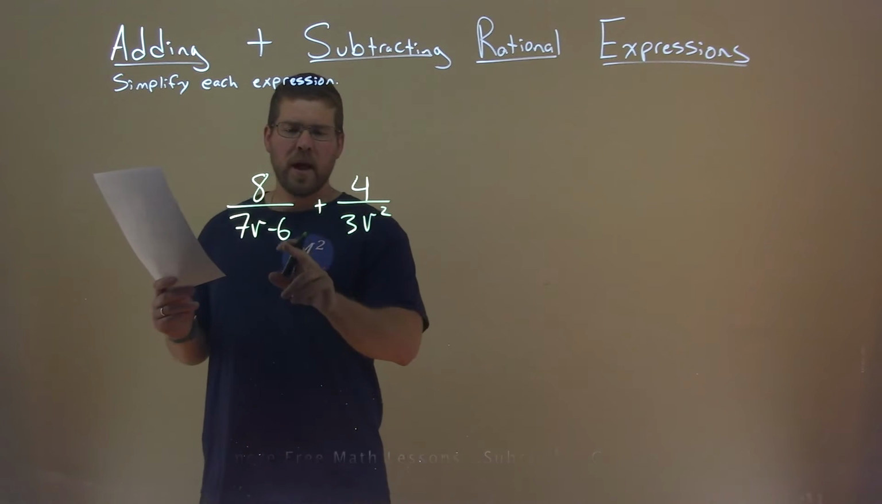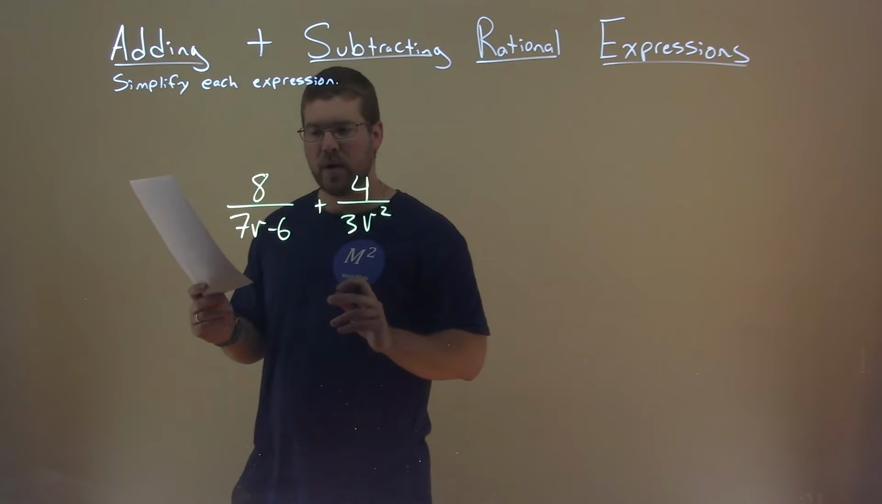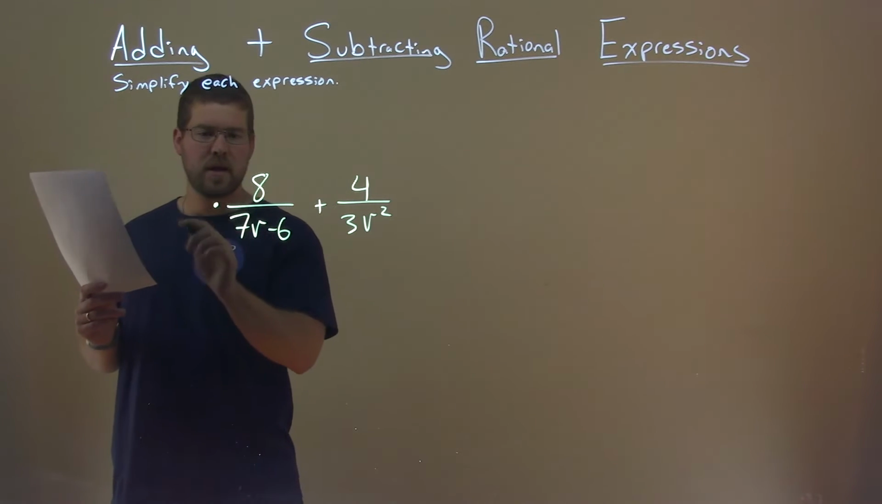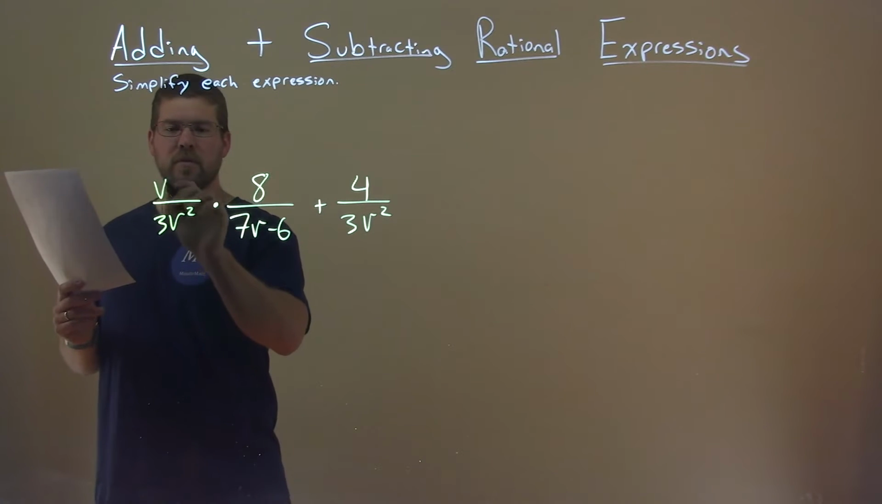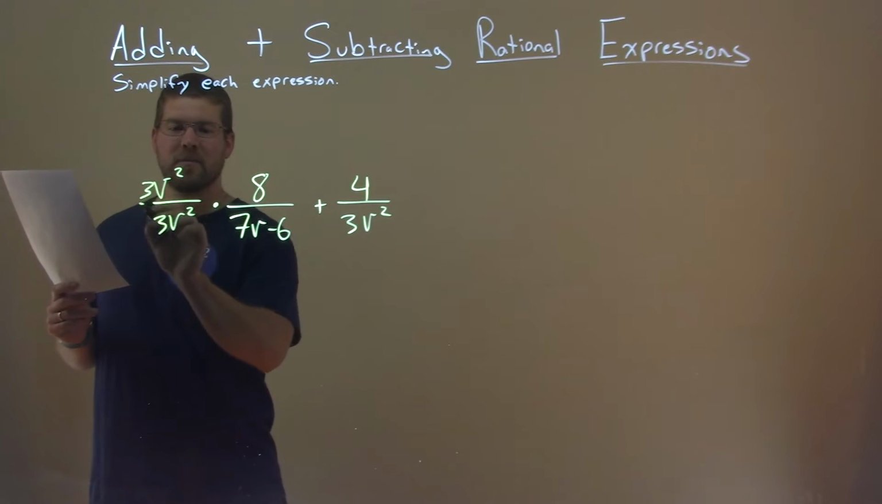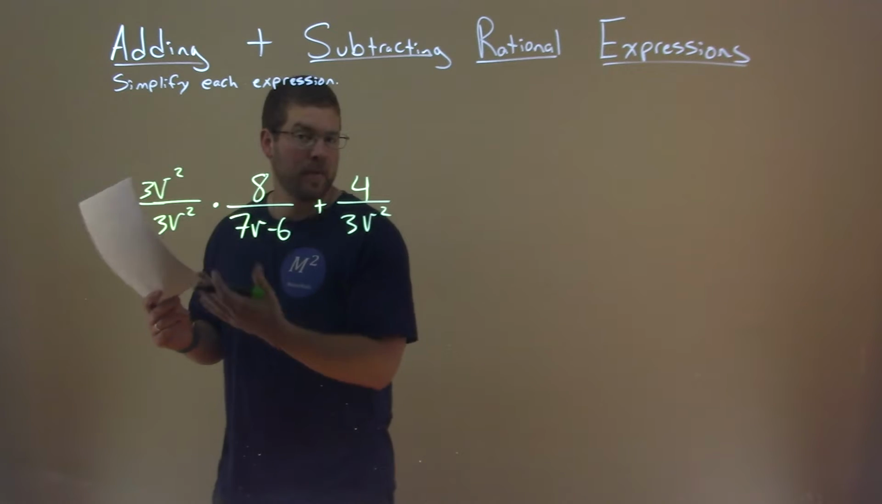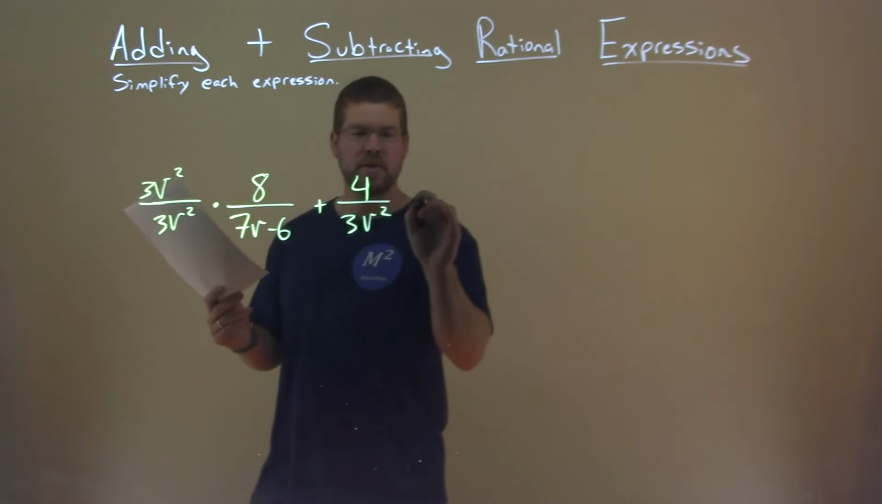Well, I want to have a common denominator. So an easy way to do that is take this side, the left side, and multiply by this denominator over itself, 3v squared, if I can write it right. 3v squared divided by 3v squared is just 1. Doesn't really change it much.